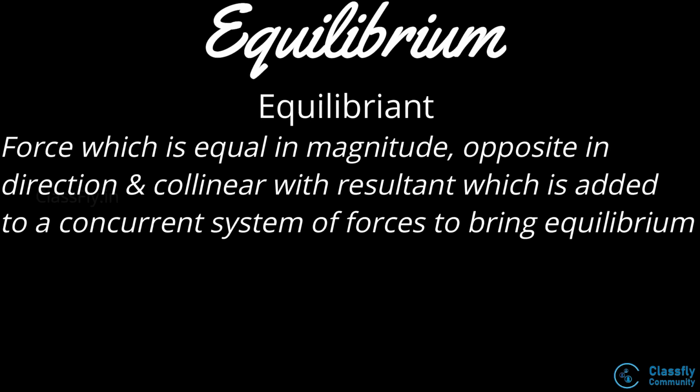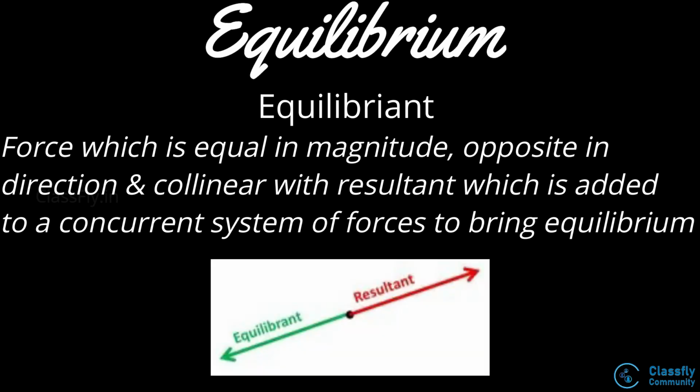Then we studied what is an equilibriant, that is nothing but a force which is added to a concurrent system that will be equal in magnitude, opposite in direction and collinear with the resultant force and hence will bring the body to the state of equilibrium.